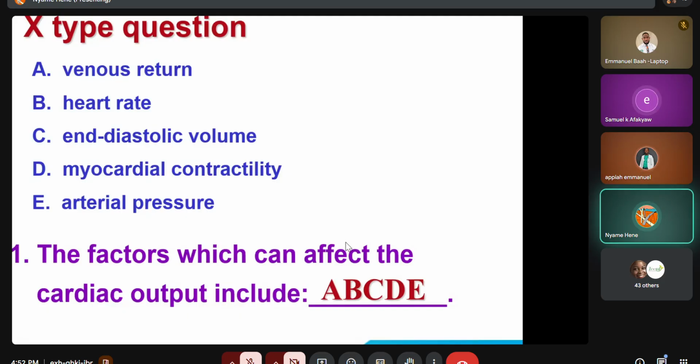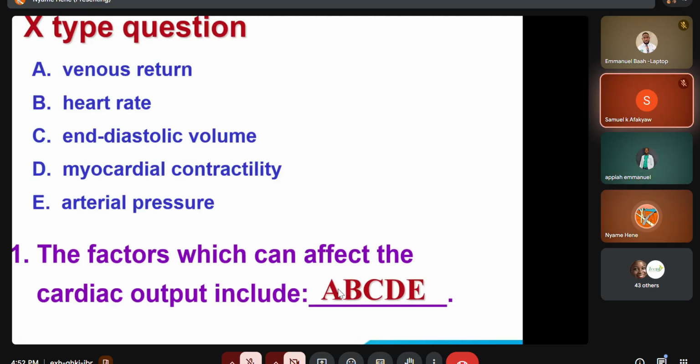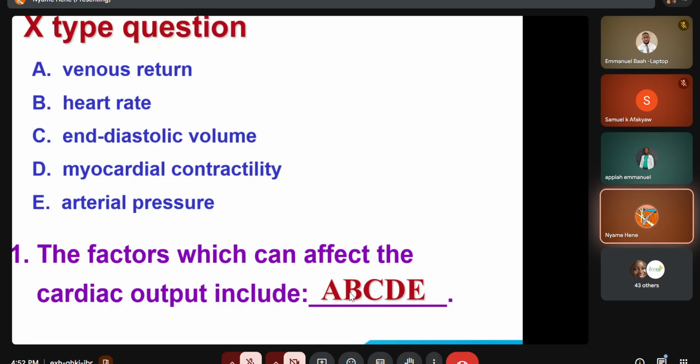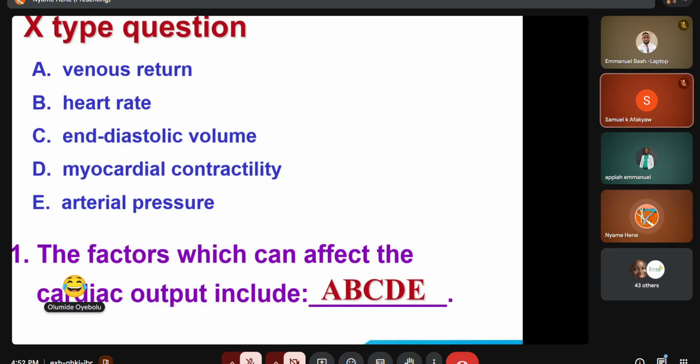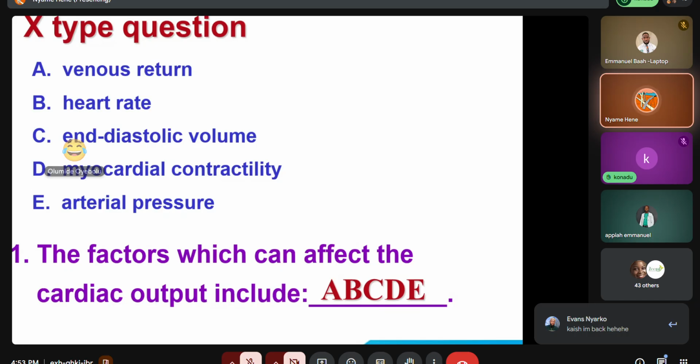So for you, what? I've explained already. So it's A, B, C, D, E. Okay, so let's go. One, when there's no venous return, the venous return is low.